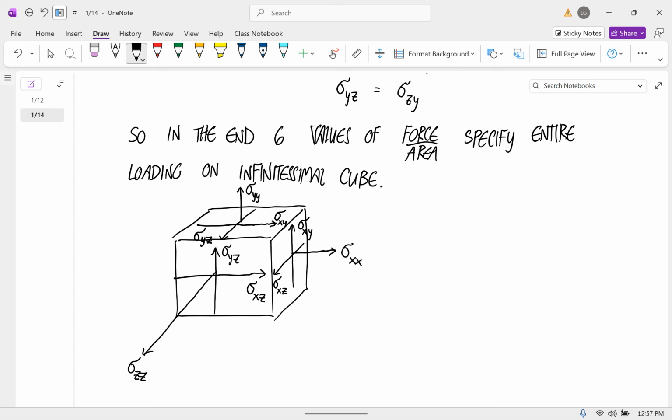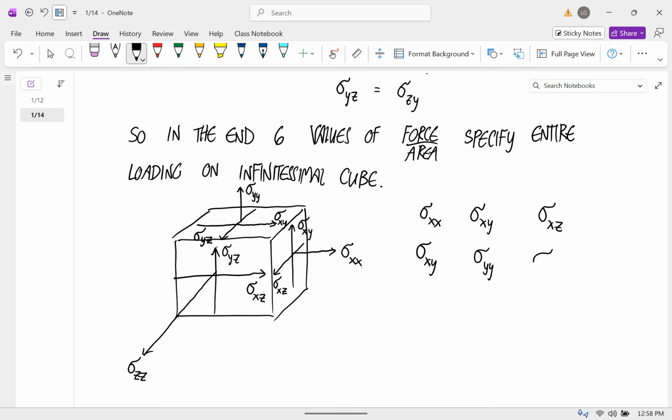And we will write this in the matrix, the stress tensor, in this way. So we'll have our sigma XX, our sigma XY, our sigma XZ. Then this next one would be our sigma YX, but equilibrium requires that this is equal to XY.